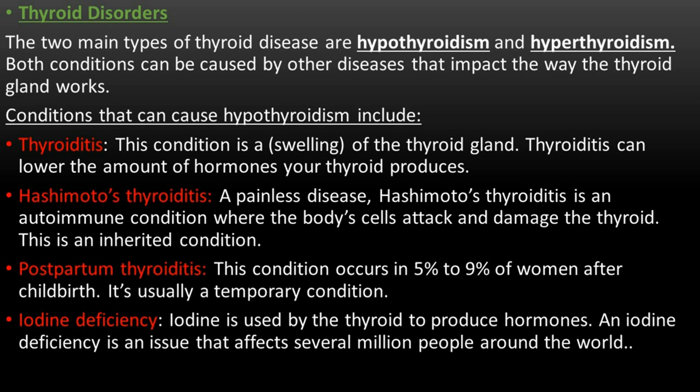The two main types of thyroid disease are hypothyroidism and hyperthyroidism. Both conditions can be caused by other diseases that impact the way the thyroid gland works. Conditions that can cause hypothyroidism include thyroiditis. This condition is a swelling of the thyroid gland. Thyroiditis can lower the amount of hormones your thyroid produces.